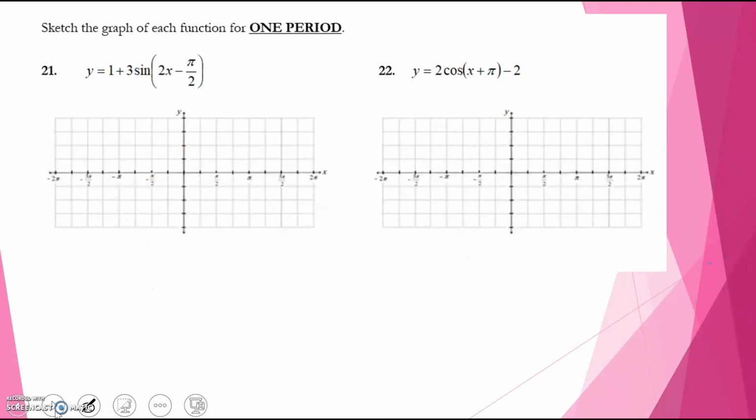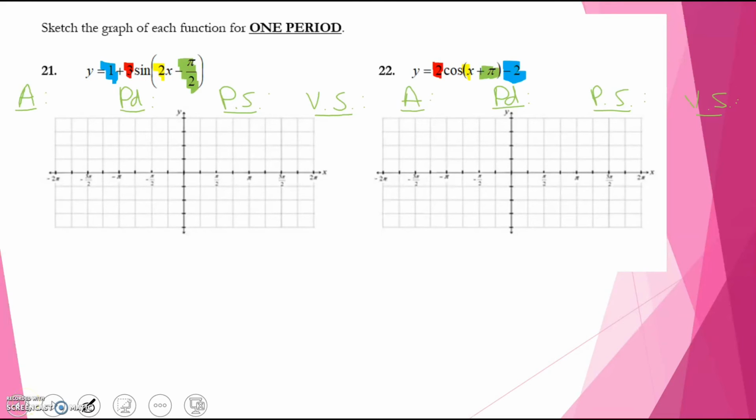All right, last slide. This is your actual goal, to sketch this graph for one entire period, for the whole thing, phase shift, vertical shift, everything. So the first thing you want to do is find the amplitude, period, phase shift, and vertical shift. The amplitude for this first one is 3, because it's before the sine. The period of this one would be 360 divided by 2, so 180.